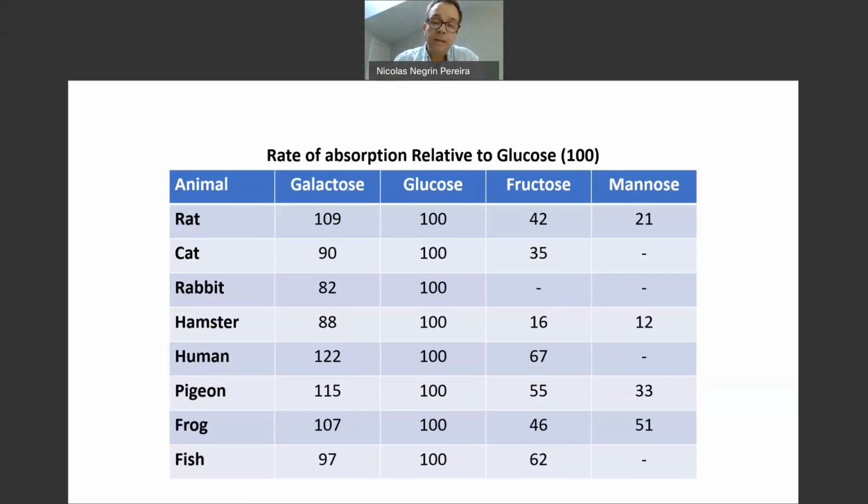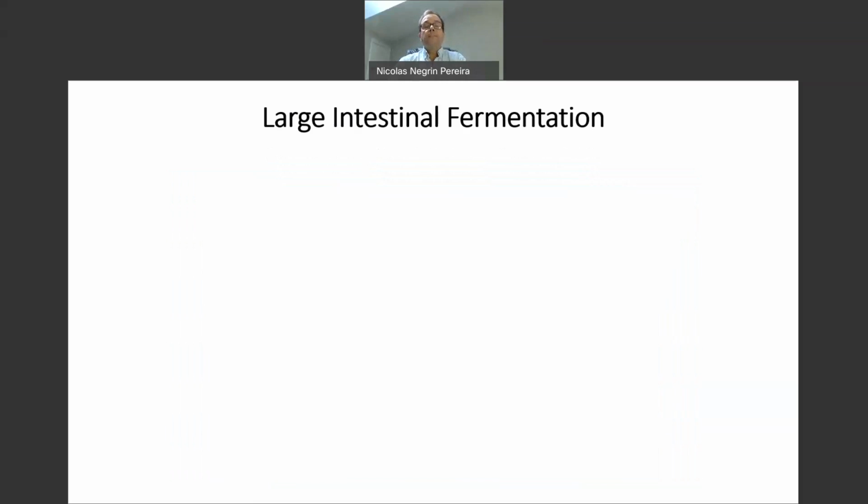So glucose is the main, remember, energetic unit used by the cells for their metabolism, and it's the only food the brain, for example, is going to use. So if we consider the large intestinal fermentation of saccharides, we start with the starch.